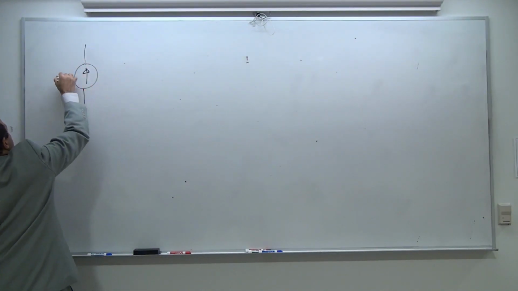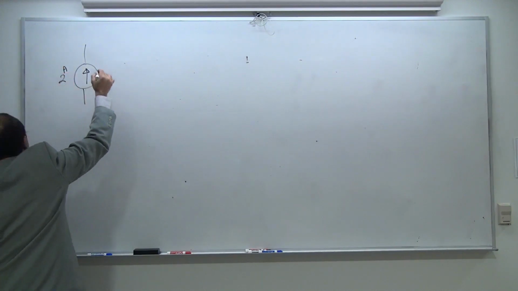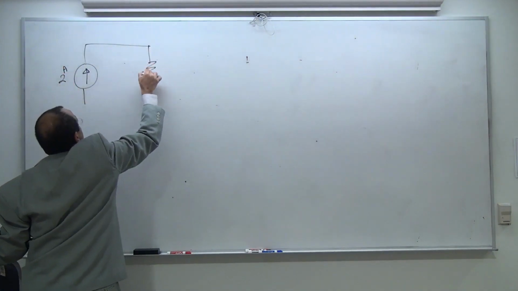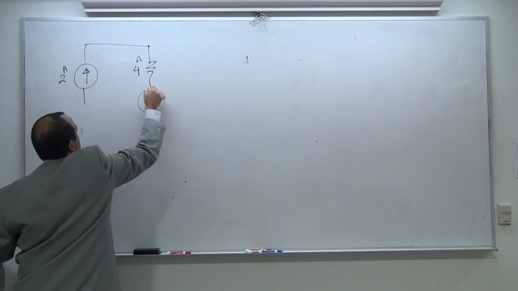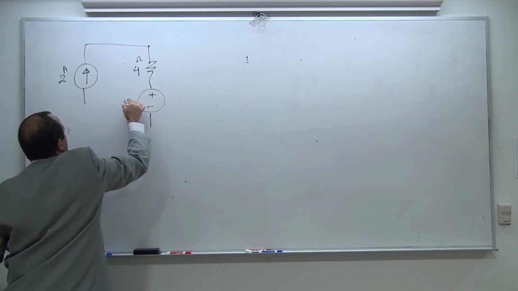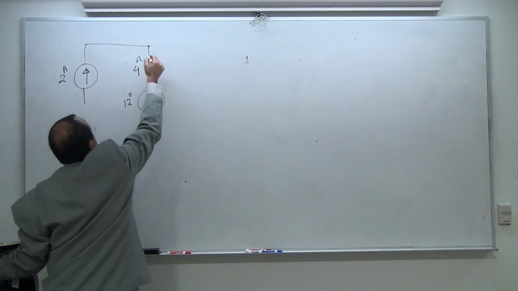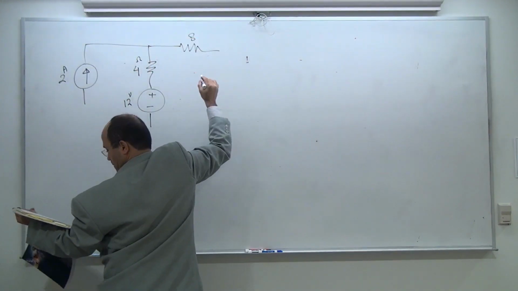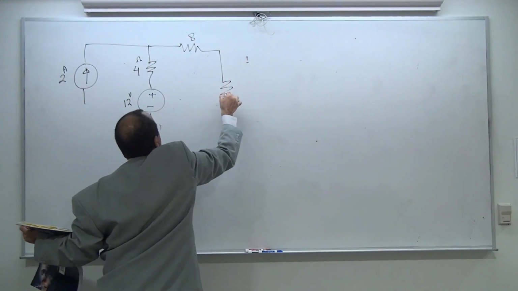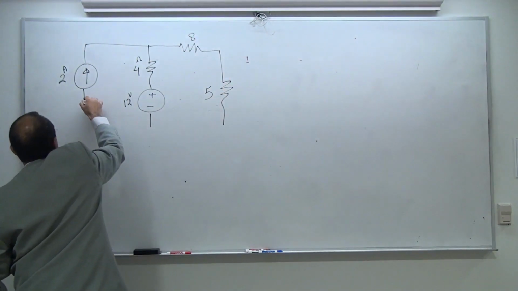A current source 2 amp, 4 ohm, 12, 8, 5.